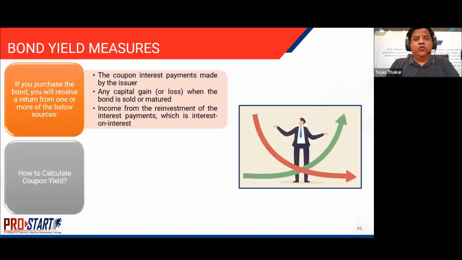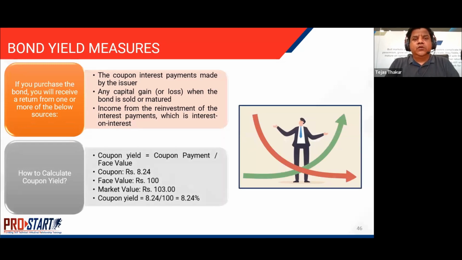Next, how to calculate coupon yield. Coupon yield is equal to coupon payment divided by face value. Remember, coupon yield is always calculated on the face value. So let's say the coupon is 8.24, face value is 100 rupees, market value is 103. 8.24 divided by 100 will become 8.24%. So remember, whatever the market price is, the coupon yield will not change. The coupon yield is simply the coupon payment divided by the face value of the bond.